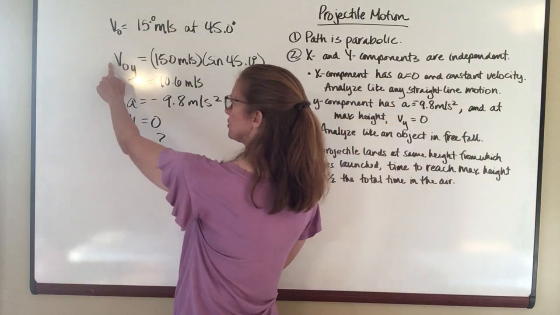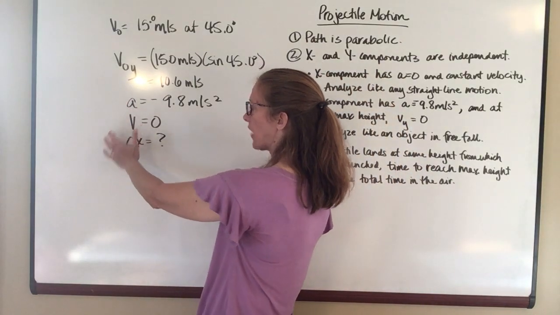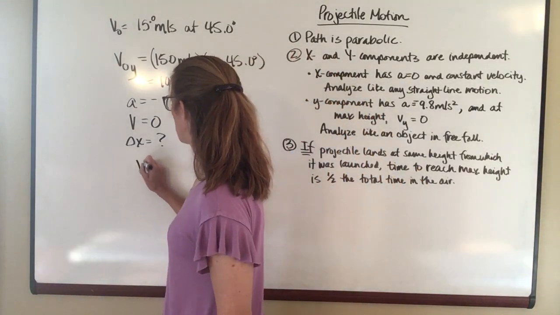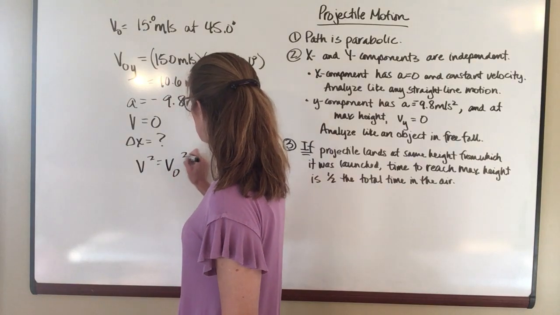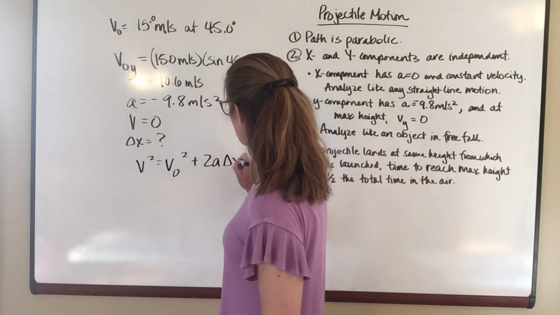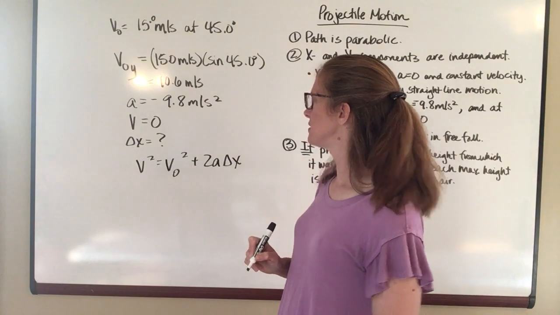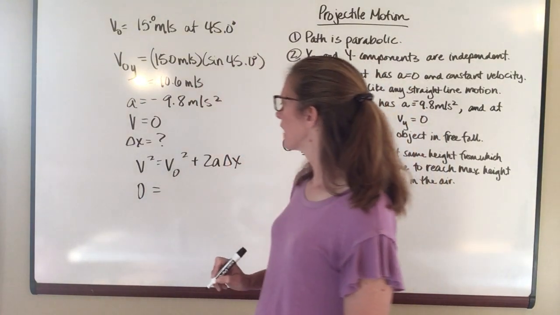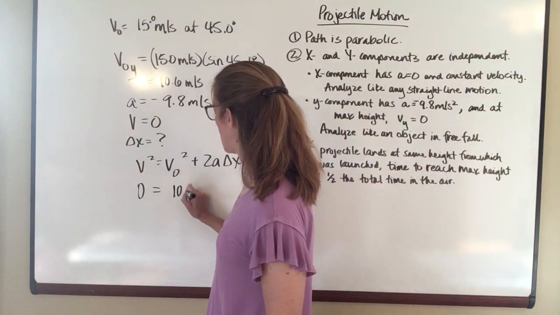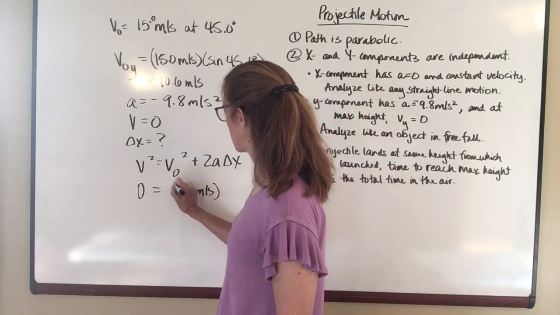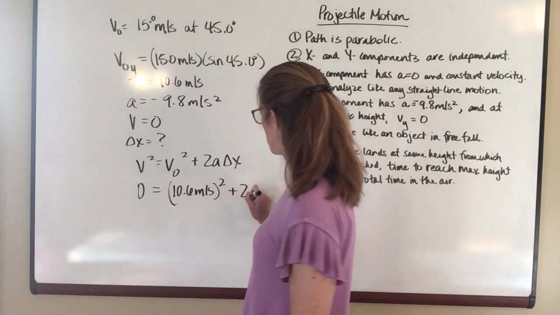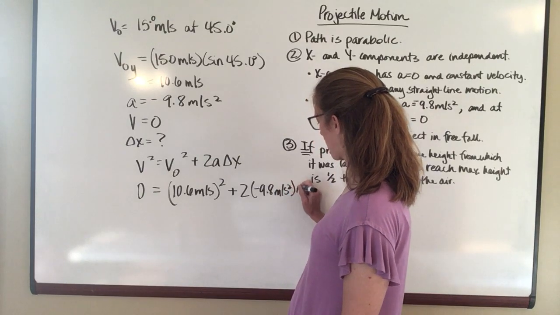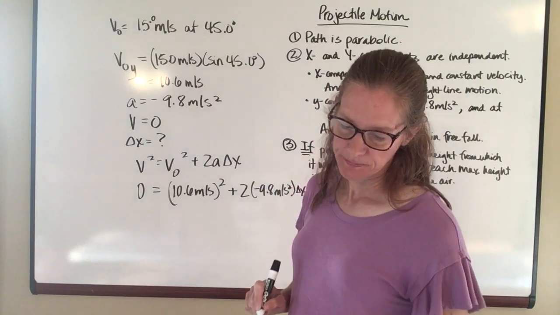Well, if I know the initial velocity, the acceleration, and the final velocity, it's not too hard to find delta x, because I know that v squared equals v sub 0 squared plus 2a delta x, and then I can plug these things in and find it. So my final velocity is 0. My initial velocity is 10.6 meters per second, quantity squared, plus 2 times negative 9.8 meters per second squared times delta x.